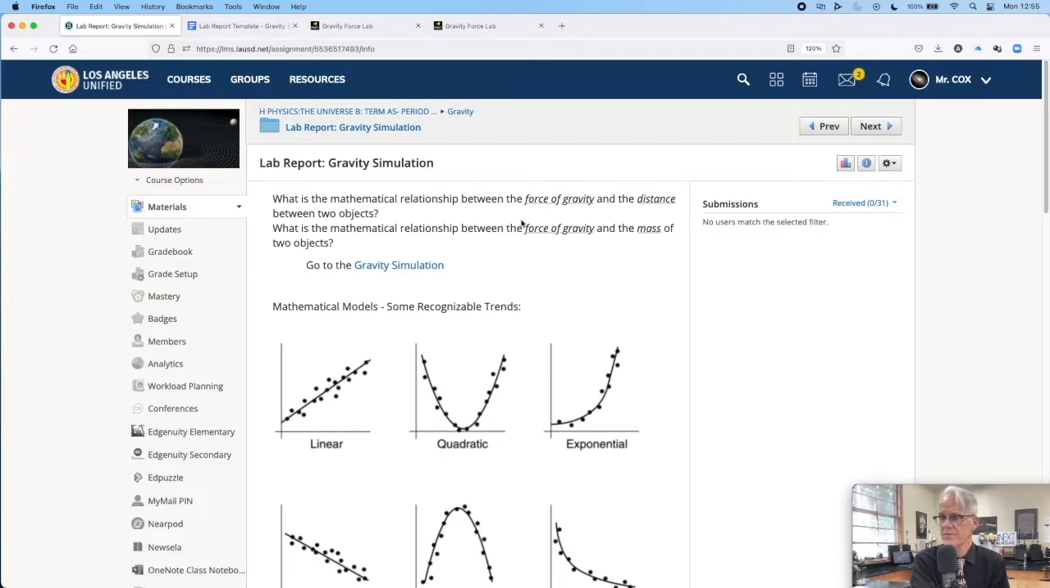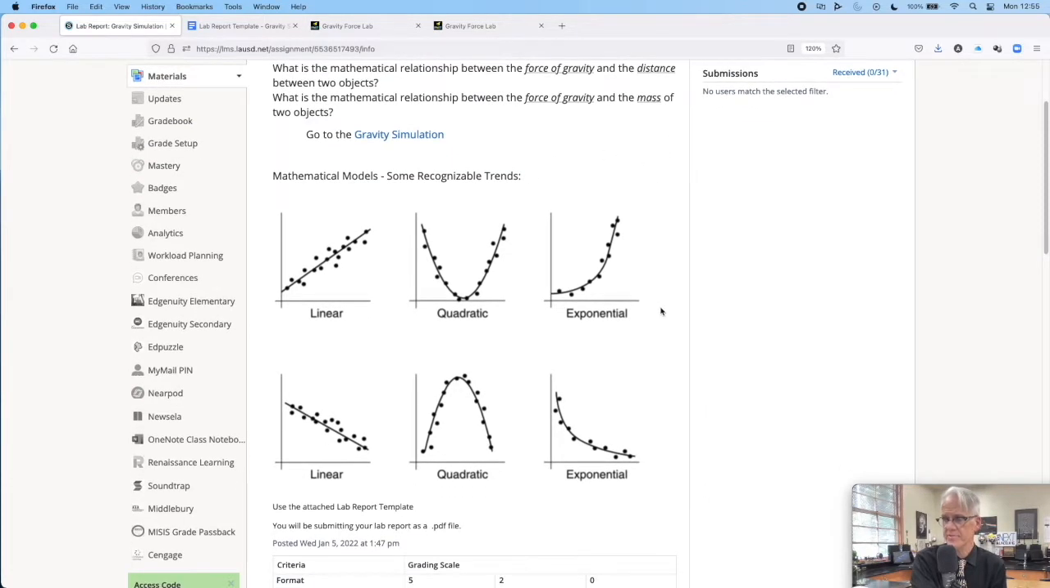What is the mathematical relationship between the force of gravity and the distance between two objects? The second question is, what is the mathematical relationship between the force of gravity and the mass of the two objects? Now, I added some mathematical models here, and we want to answer these two when we talk about the mathematical relationship. Is that mathematical relationship a linear relationship, a quadratic relationship, or an exponential relationship? We're going to create graphs and see if we can tell which one of these it is.